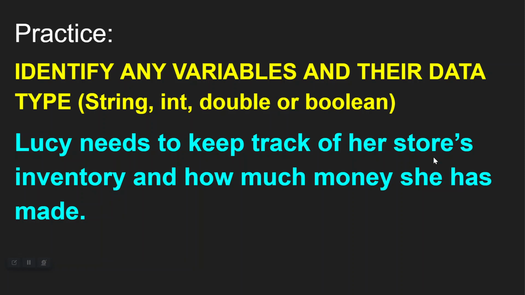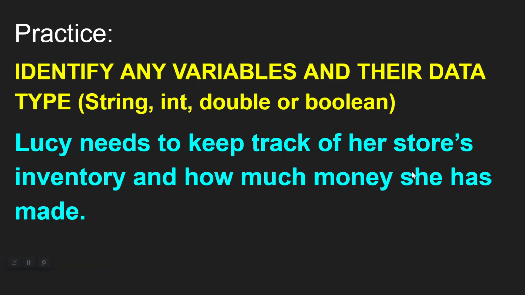Okay. So when you're thinking about variables, you're always thinking about what could change. What could either increase or decrease? What are you keeping track of here? Obviously you're keeping track of your store's inventory. So how many items do you have in your store? That would probably be an int, right? Because maybe you have 10 items, maybe you have 100 items. As you sell things, that's going to go down, so it's going to be variable.